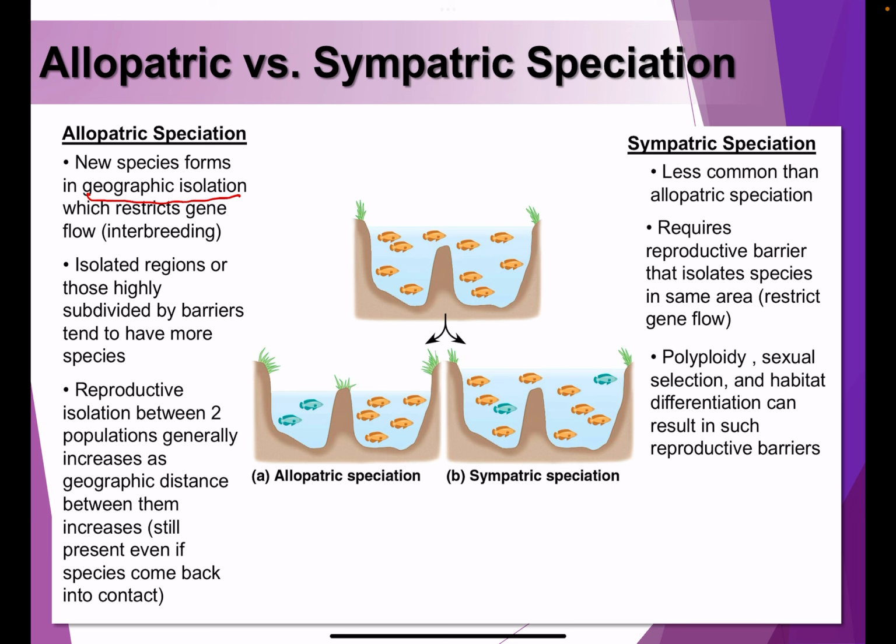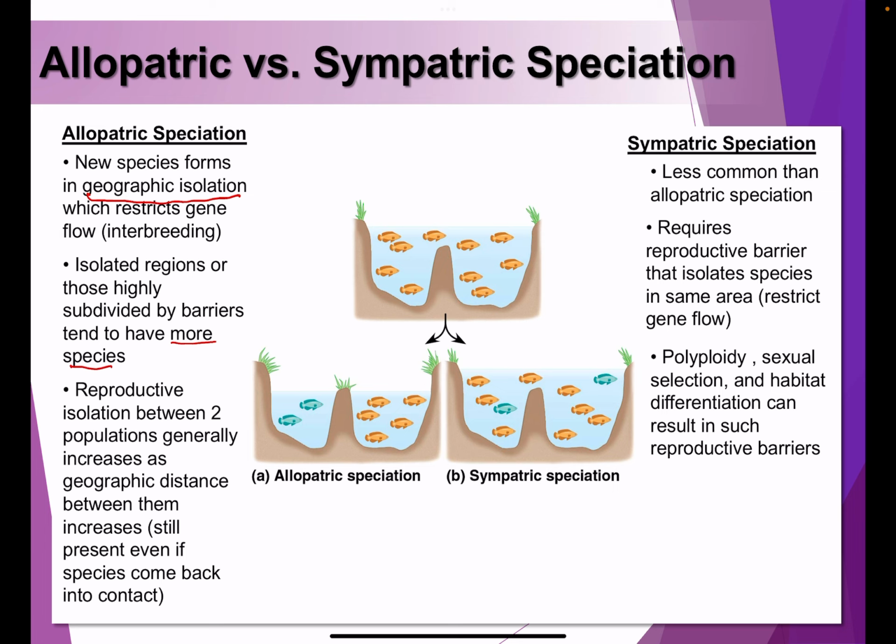Isolated regions, or those highly subdivided by barriers, tend to have more species. Let's say we have one lake that somehow divides into 10 little ponds instead of one huge lake. Having more barriers will give you more different species. Maybe instead of one species from the huge lake, now you have 10 different species in the 10 ponds.